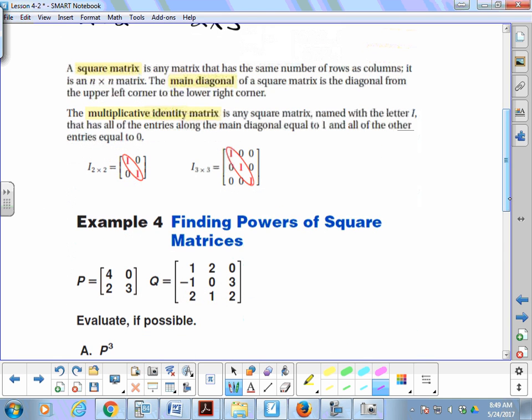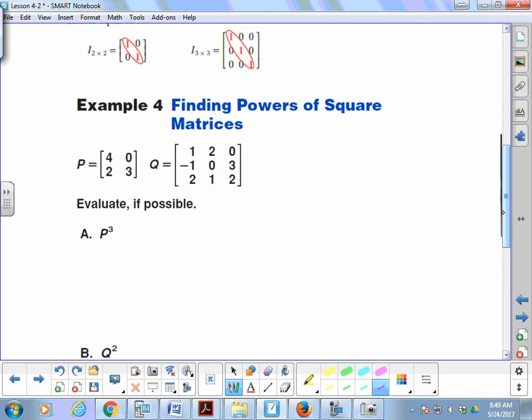Okay? All right, last thing. We're not going to spend time on this because we're using our calculator anyways. Square matrix, multiplicative identity matrices. If it's a square matrix, it just means that the rows and columns are the same. And if they are square matrices, you can raise them to a power. If they're not square matrices, you cannot. So to be able to raise a matrix to a power, it has to be a square matrix, and these you just plug in your calculator. Easiest thing to do.